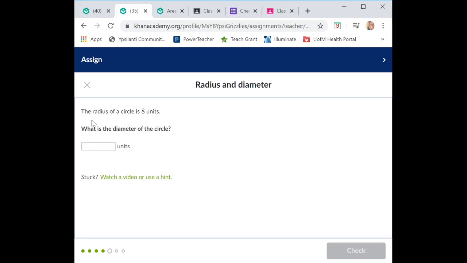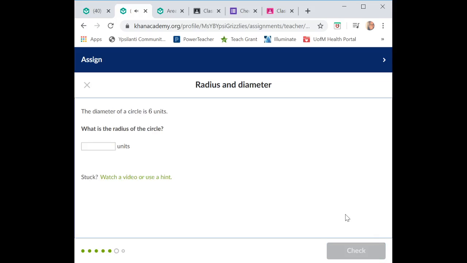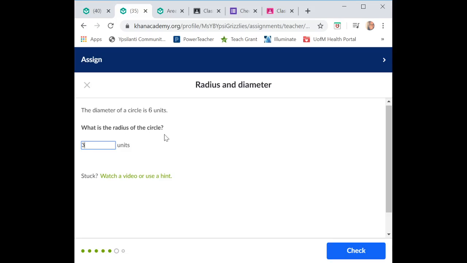So again, they tell us the radius, and we want to find the diameter. So we just multiply 8 by 2 to get 16. And in this one, they tell us the diameter and ask for the radius. So all you're going to do is divide the diameter by 2 to get 3.